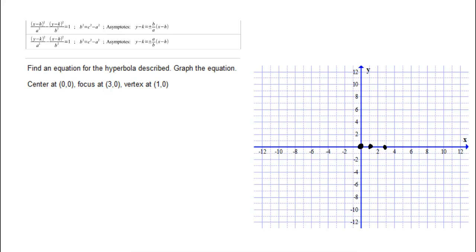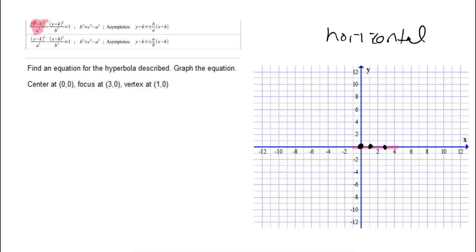Because all three of these points are falling in line horizontally, I know that this will have a horizontal orientation. This first equation is the equation of the horizontal orientation because the x term is positive. I can also tell a few other pieces of information.